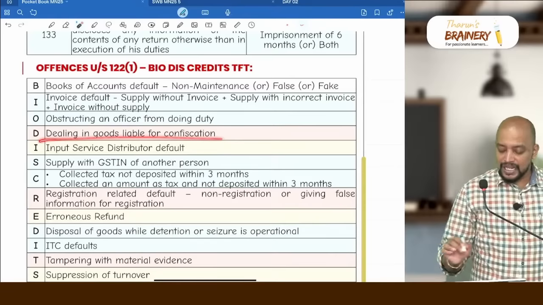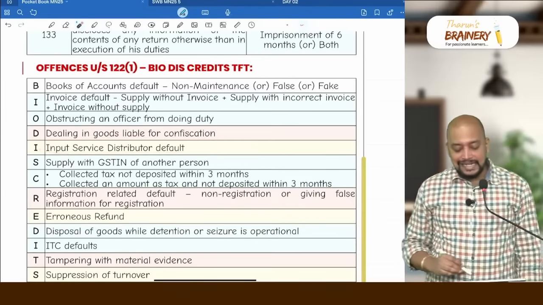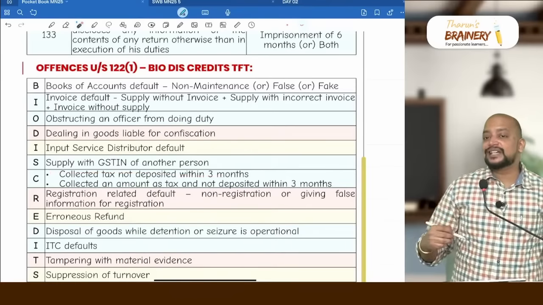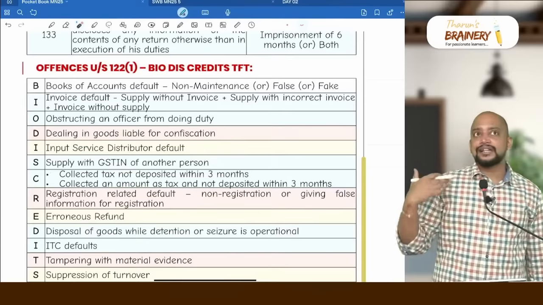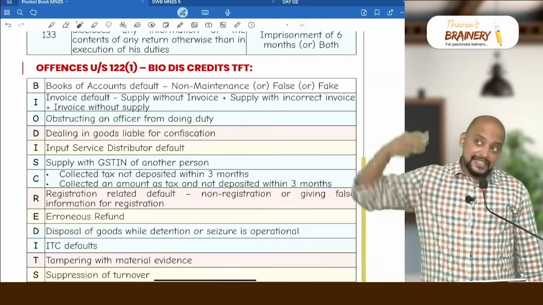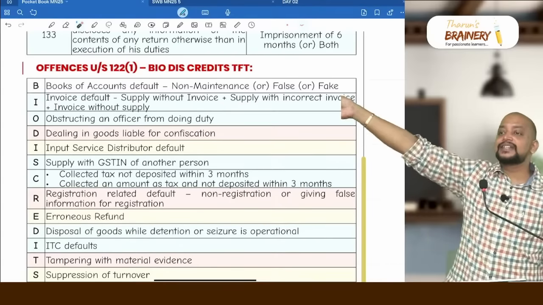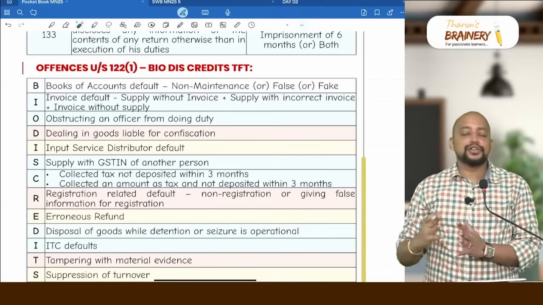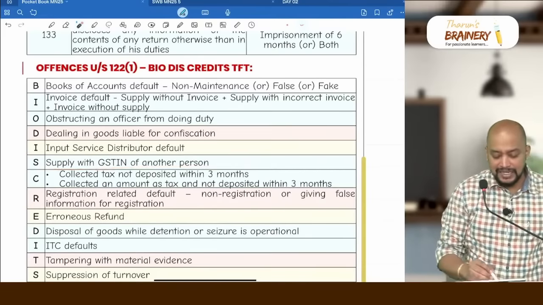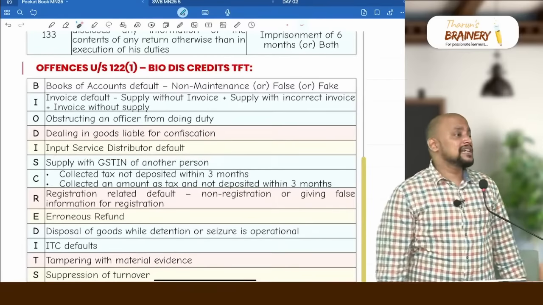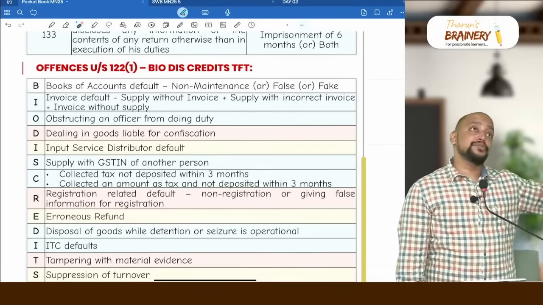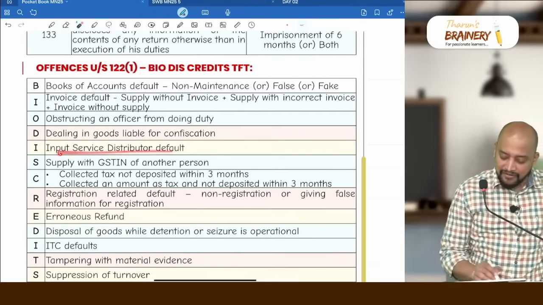Then I for ISD default, input service distributor default. Then S for supply with GSTIN of another person. That is, I am supplying goods or services, but instead of giving my invoice, I have given some other person's invoice, their GSTIN. This means I am trying to defraud the government, so it is an offence. Supply with GSTIN of another person. ISD default means what? I am not supposed to distribute the credit, but I have distributed the credit, or I distributed the credit in excess. That is ISD default.